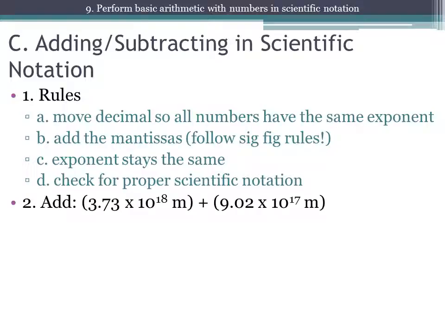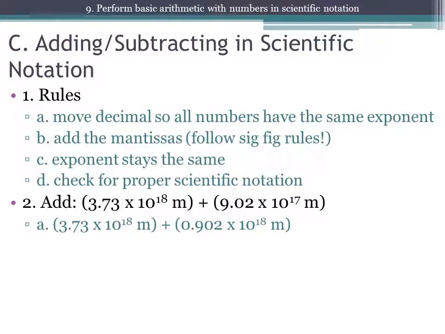So let's look at an example. We're going to add 3.73 times 10 to the 18th meters to 9.02 times 10 to the 17th. Notice these two exponents are not the same. The first thing we have to do is move the decimal for one of them so that the exponents are the same. Now it makes no difference which one you change. In this example, I've changed the second one to 10 to the 18th. Notice to do that, I had to move the decimal to the left one place. If the decimal goes left, then the exponent is going to get bigger.